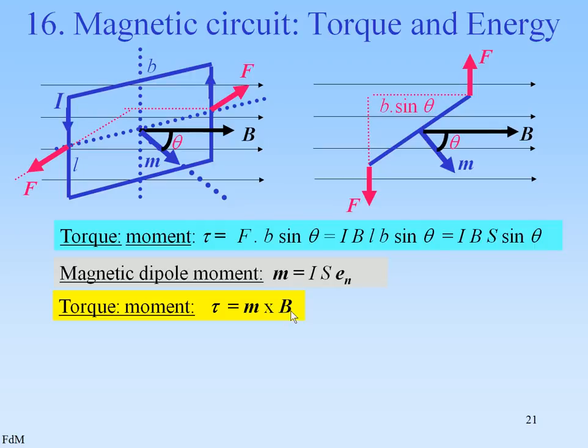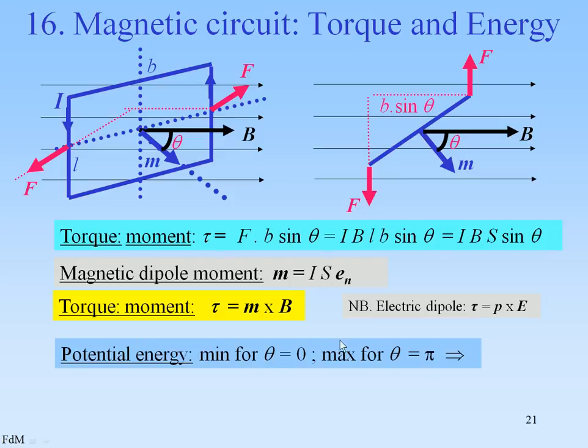And this also means that the tau is directed perpendicular to the F and the B and the m. So directed upwards, out of the plane of the drawing.